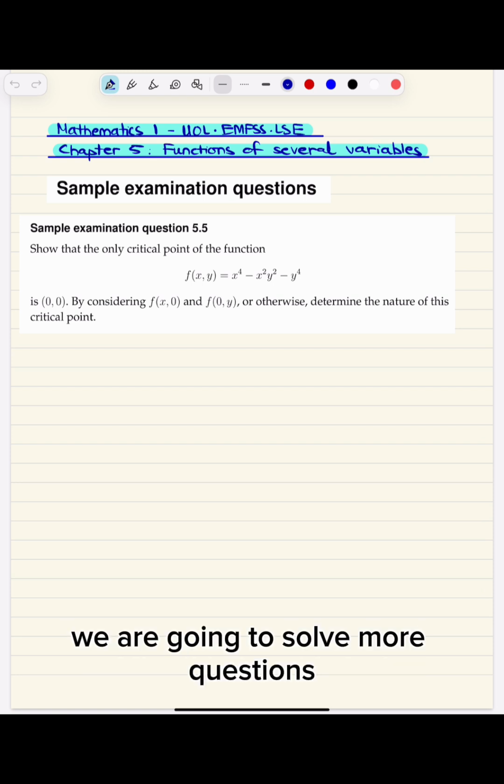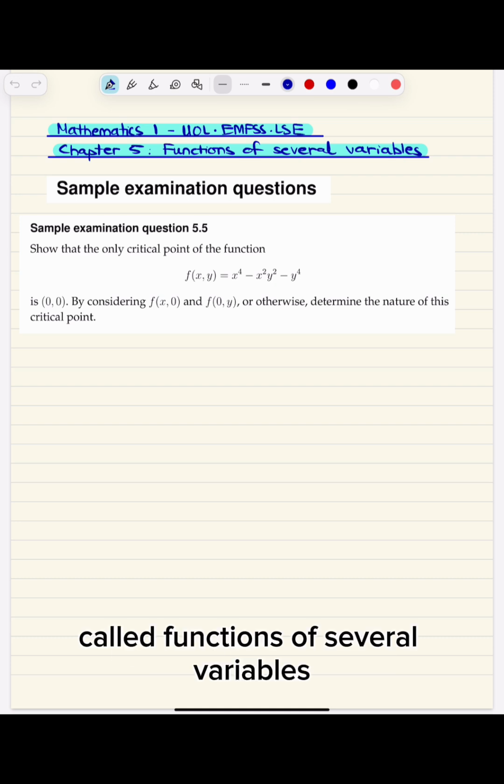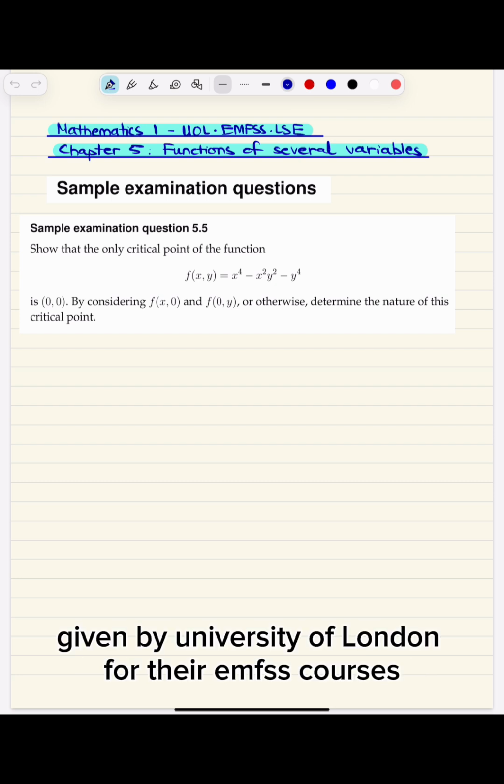We are going to solve more questions given in chapter 5 called Functions of Several Variables. This chapter is in the Mathematics 1 study guide given by University of London for their EMFSS courses.